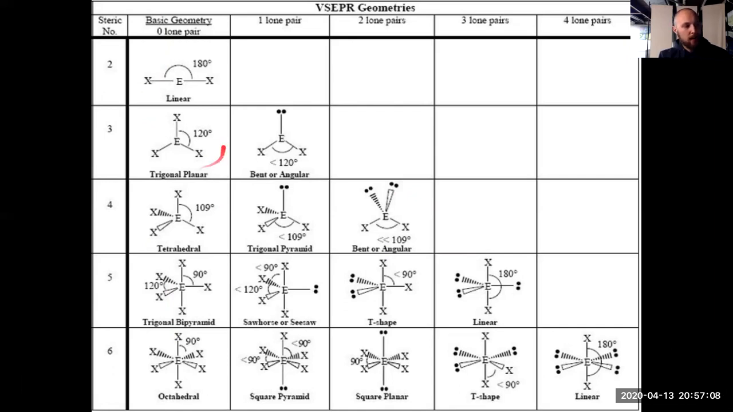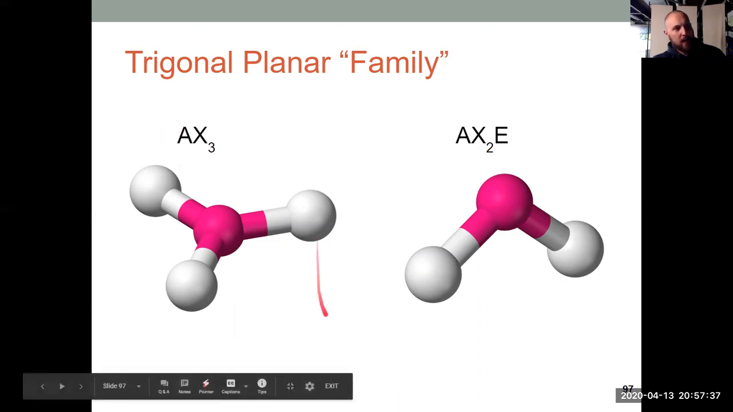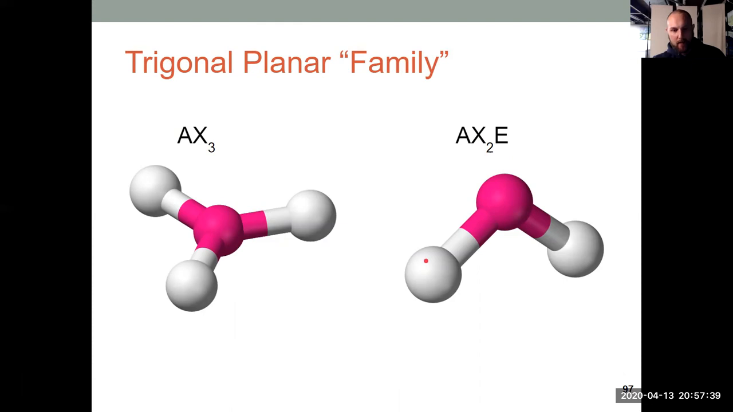But I can go down to trigonal planar here. Okay, I can swap one of those for a lone pair. Okay. So now I've gone from AX3 to AX2E. This is telling me A, one center atom, X2, 2 terminal atoms, E, and then it's 1 that's implied but not shown, 1 lone pair. This we saw before. This is called trigonal planar. AX2E is called bent. Okay?